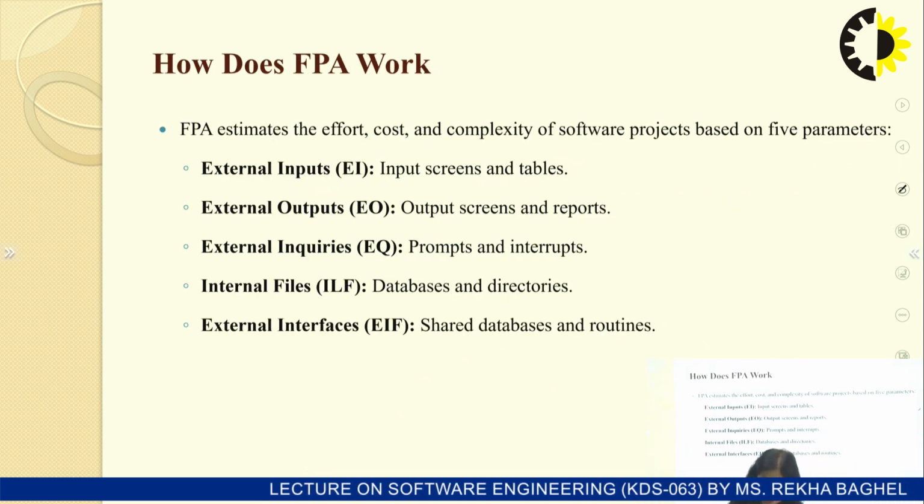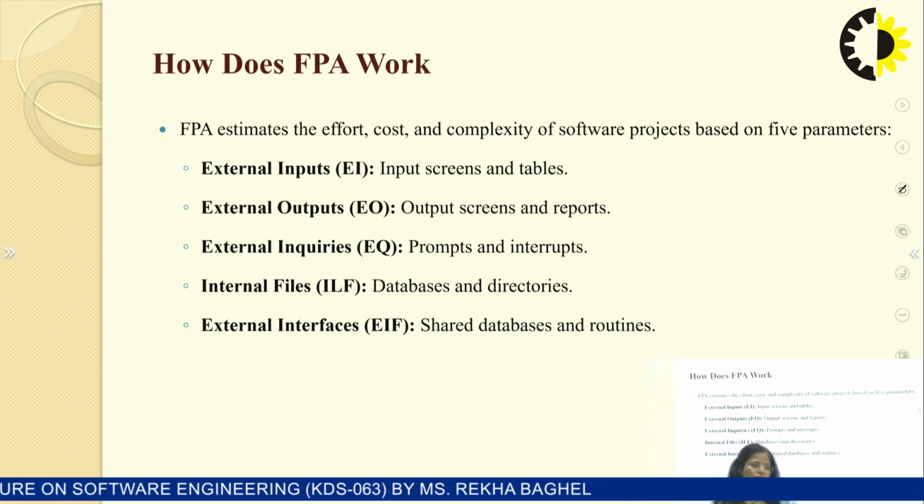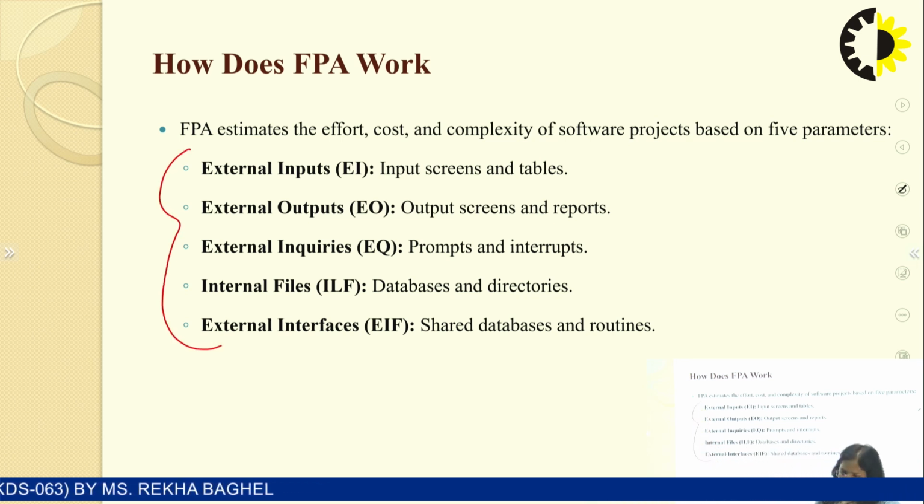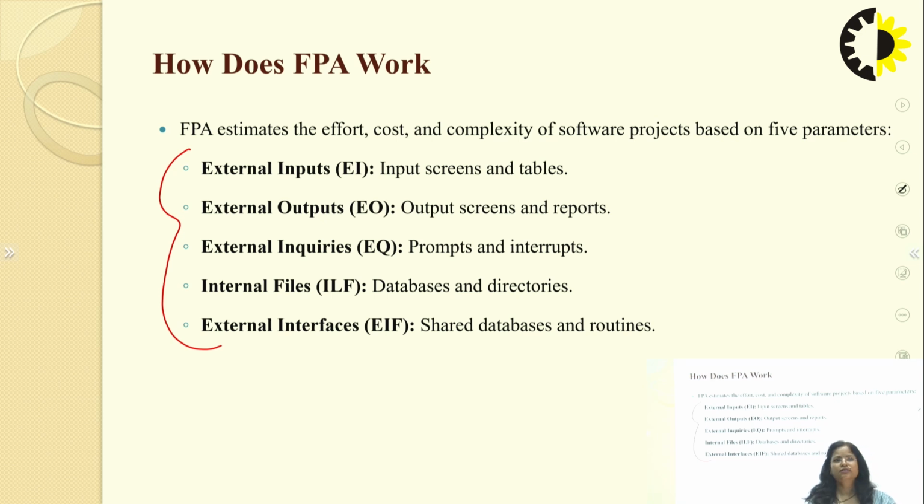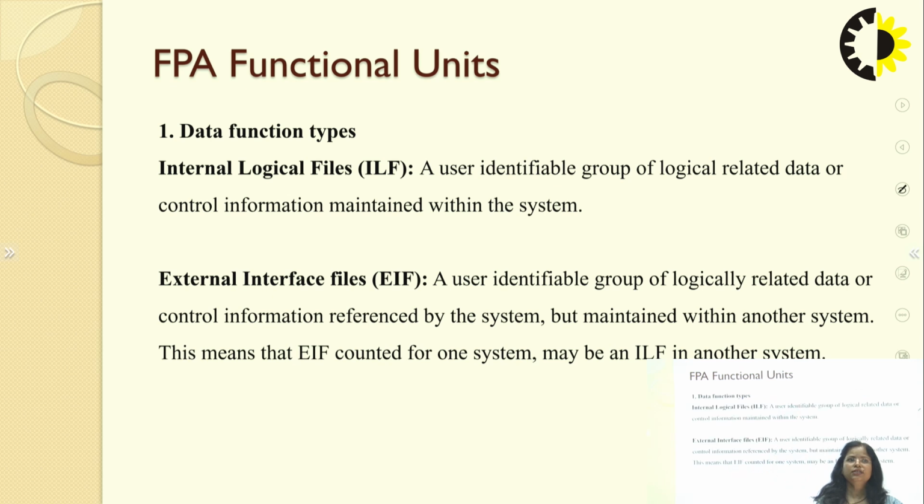So the next point is how function point analysis works. Function point analysis works based on these five categories. It estimates the effort, cost, and complexity of a software project based on five parameters.